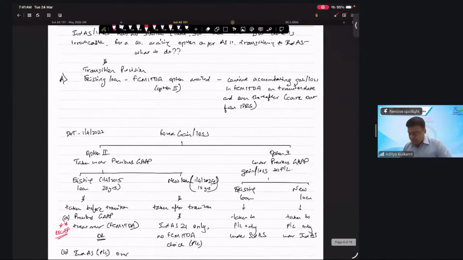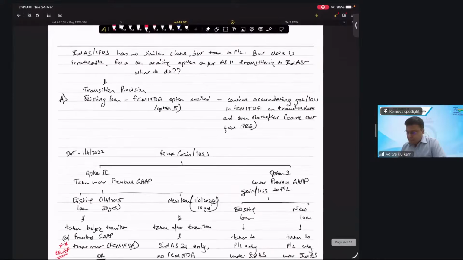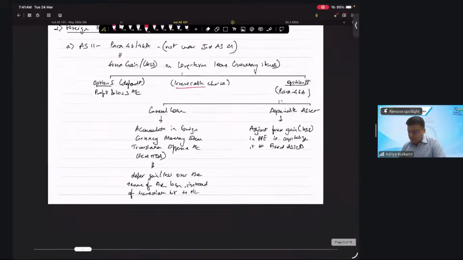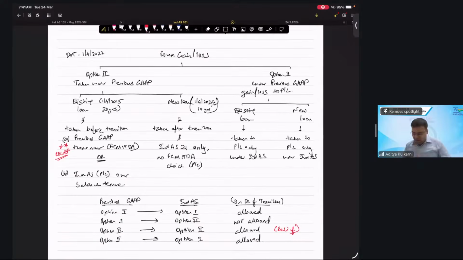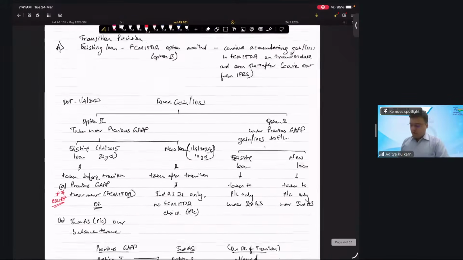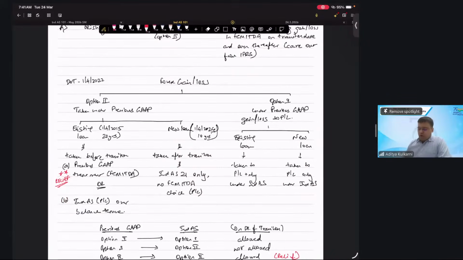All right. Next. Now, let us understand. You are having a forex gain or loss. Option 2, you can take it under previous GAAP. Option 1, under previous GAAP, gain or loss taken to P&L.